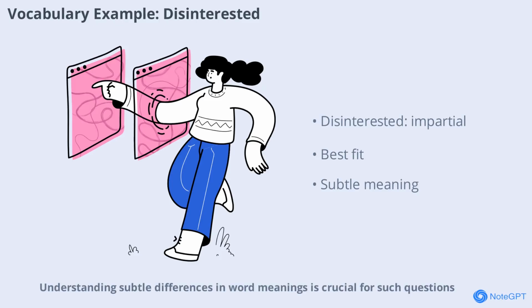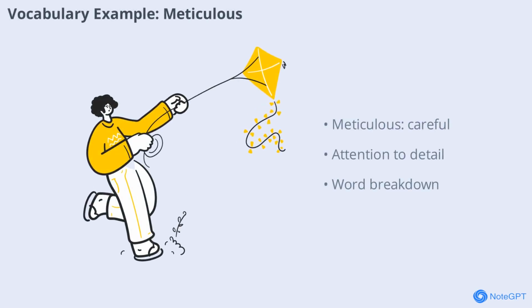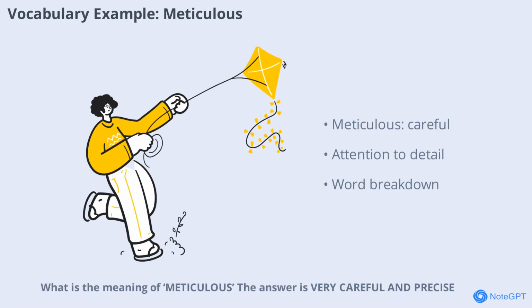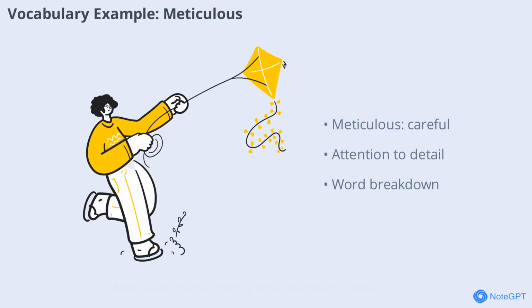Understanding subtle differences in word meanings is crucial for such questions. What is the meaning of meticulous? The answer is very careful and precise. Meticulous means showing great attention to detail. When you encounter unfamiliar words, try to break them down or recall similar words to find the meaning.